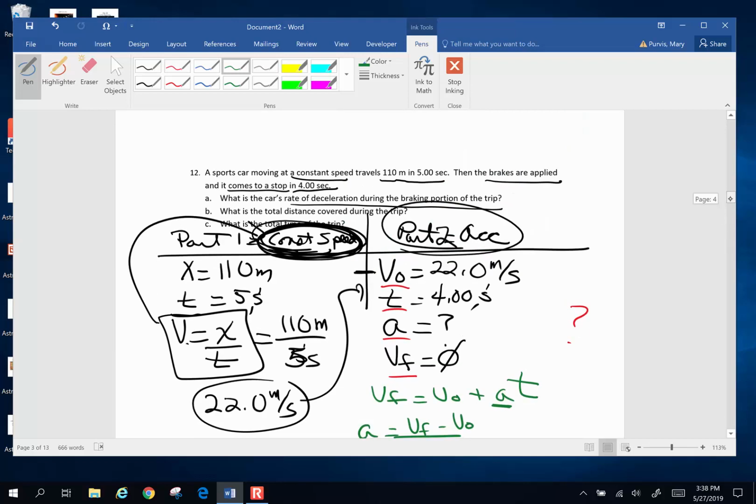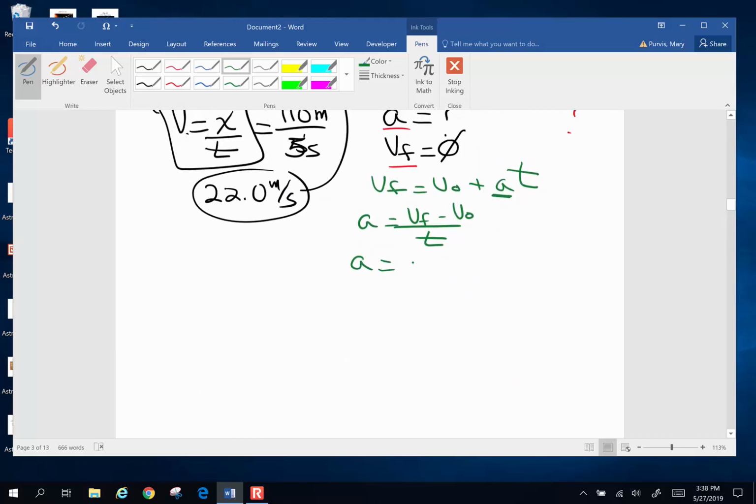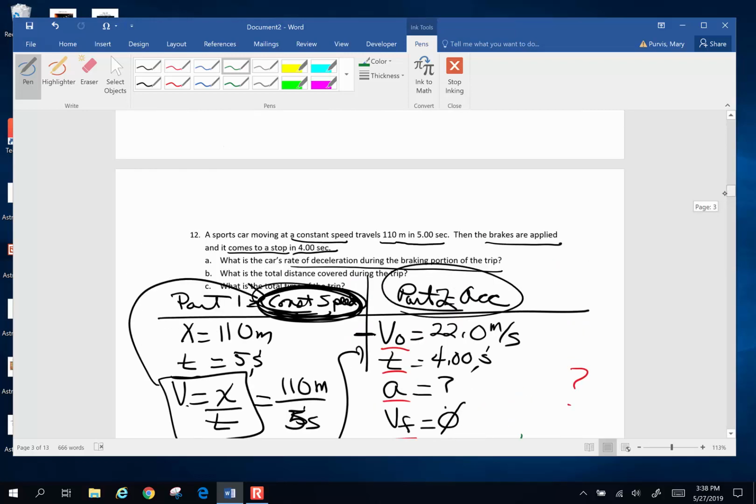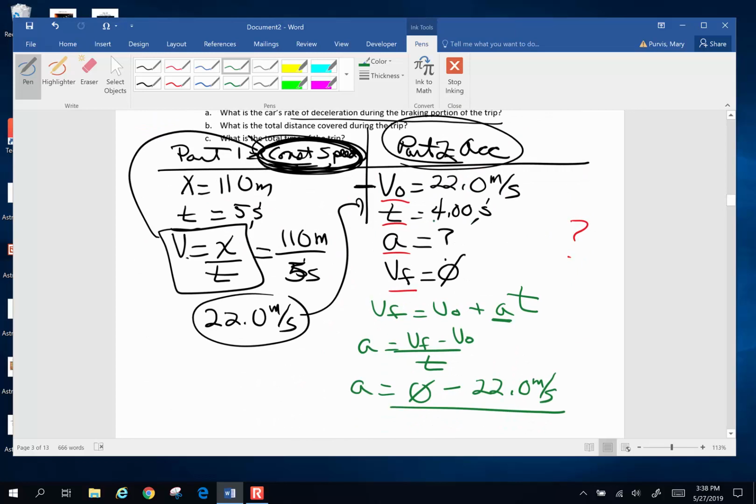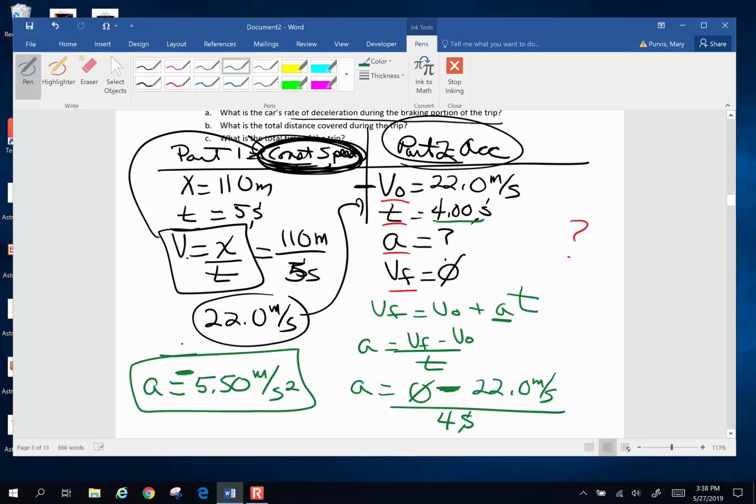Final velocity is 0. Original velocity is 22 meters per second. And time was, how many seconds was it in the second part? Oh my goodness, I'm flying all over the place. 4 seconds. So the rate of acceleration through the second part is 22 divided by 4, which is 5.50 meters per second. It's a negative because it's slowing, so negative 5.5 meters per second squared. That is the answer to part A.